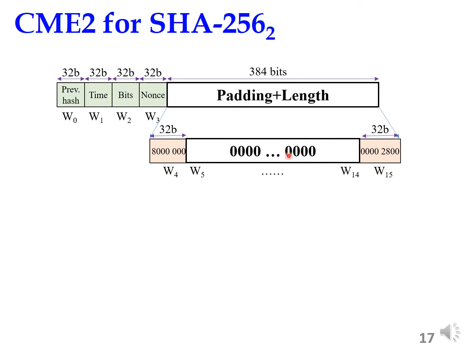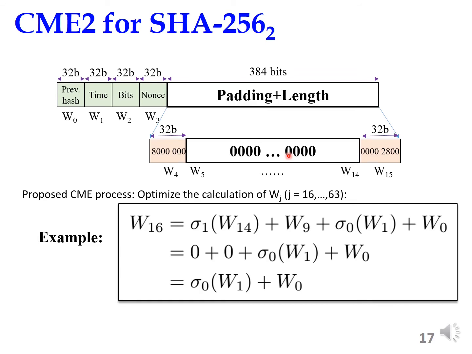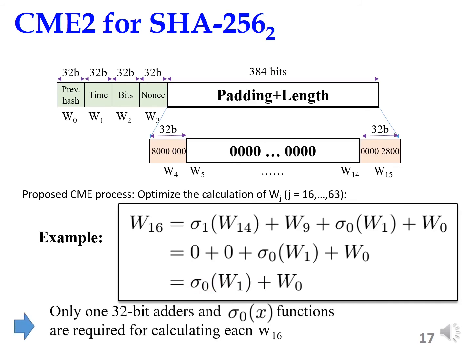By utilizing the zero characteristic of the input data, we can optimize the calculation of the CME method. For example, to calculate W16, because W14 and W9 are 0, we can optimize the calculation. Finally, to calculate W16, it only needs one 32-bit adder and one sigma 0 function only. So we can reduce the hardware cost. To understand more about our proposed work, let's go to the next section.